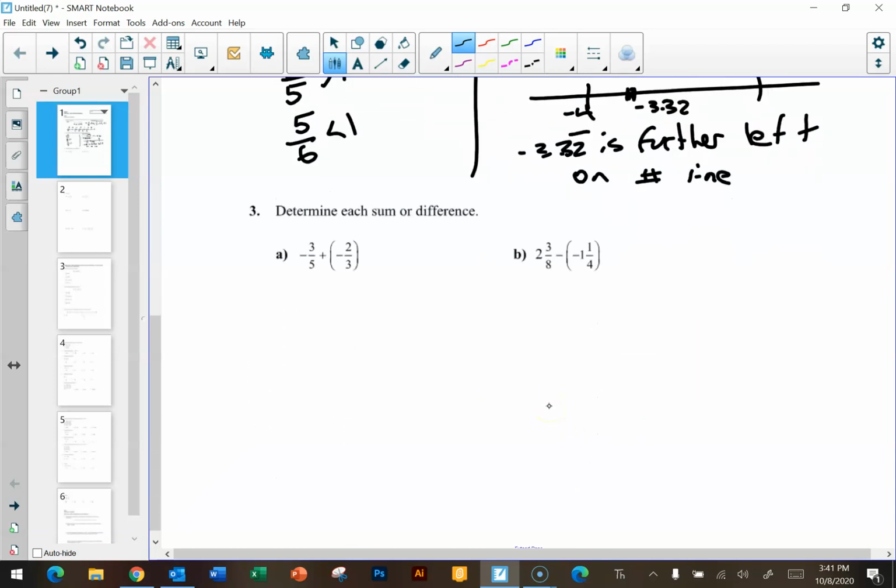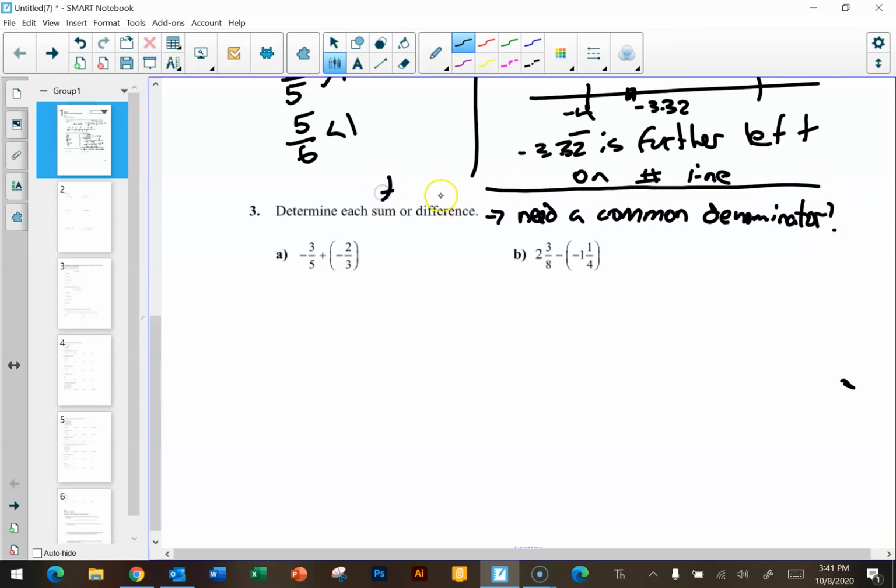Determine each sum or difference. Okay, now for these questions, remember you need a common denominator. For addition and subtraction, you always need a common denominator. Sums are adding, differences are subtraction. So I usually just rewrite the question when I see something like this, -3/5 plus a negative is really just -2/3.